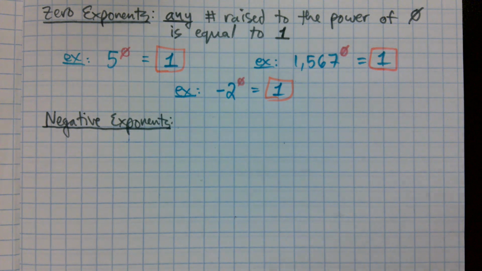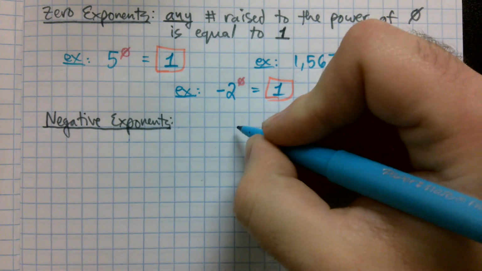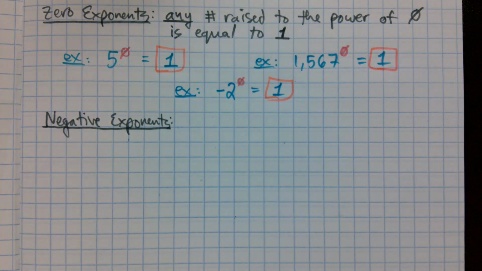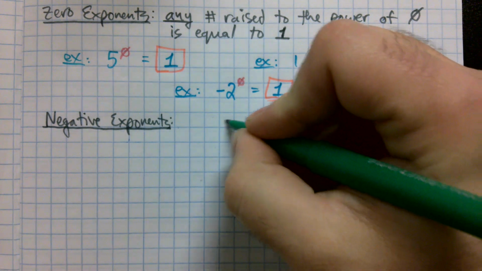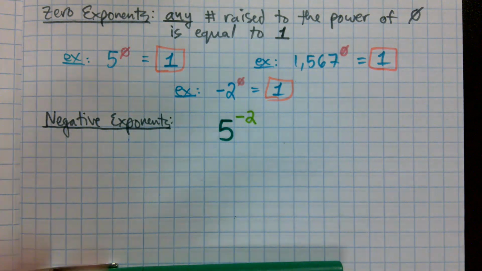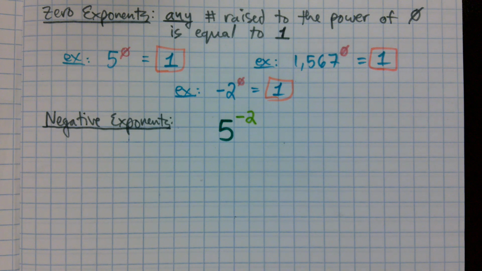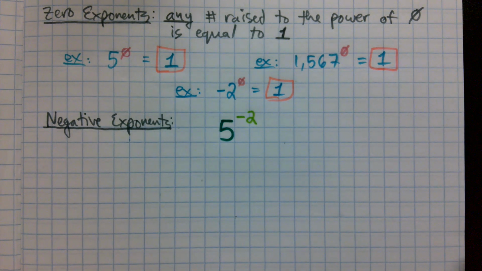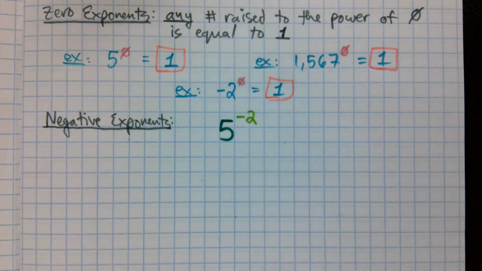Let's say that we've got something like 5 to the power of -2. That's a little bit different from what we've seen. 5 to the power of -2. Good. That's a great guess. Thinking it might be -5 times -5, but that would just be 25, right?